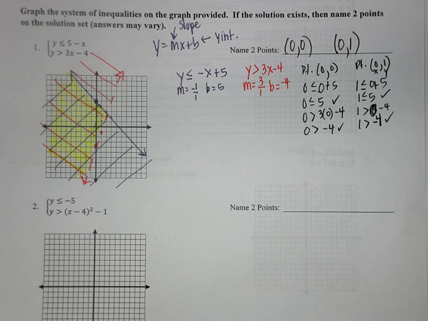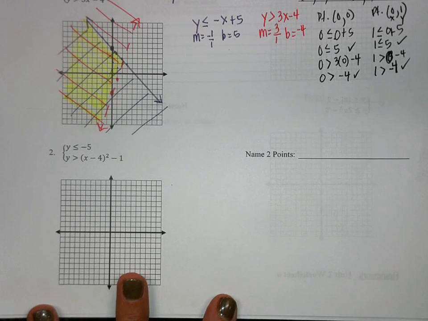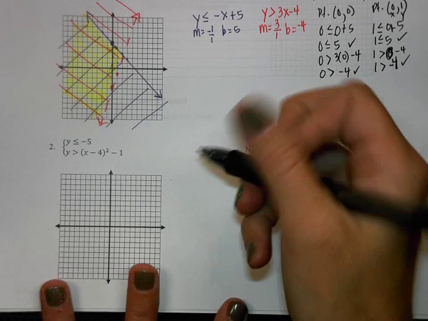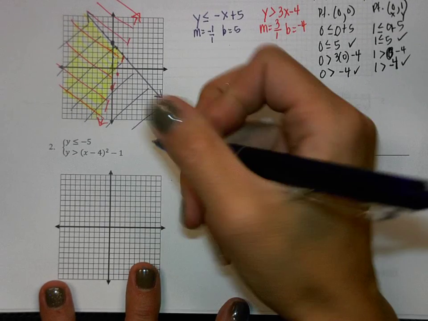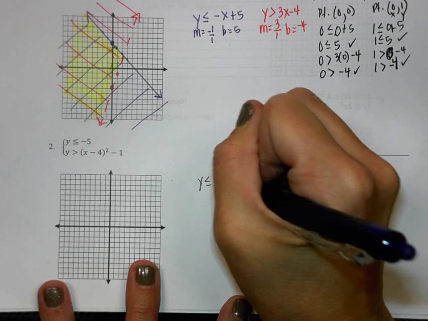Okay, any questions here? Bless you. Okay, let's go to number 2. So where will I first have the equation y is less than or equal to negative 5? So where do I go to graph that?